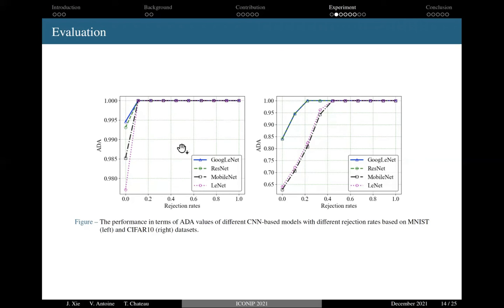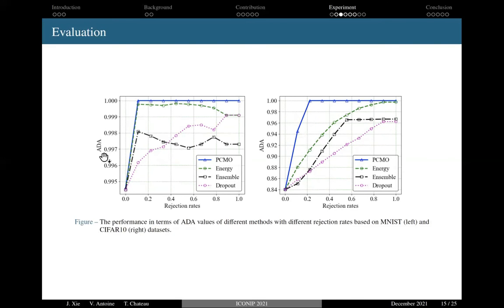As we can see, we test 4 models based on different datasets, MNIST and CIFAR10. From the figure, we can see, first, the accuracy increases along with the increase of reject rates. Second, the selected 4 classical models achieved good accuracy values, except for the slightly worse initial accuracy of LeNet and MobileNet due to their simple model architecture.